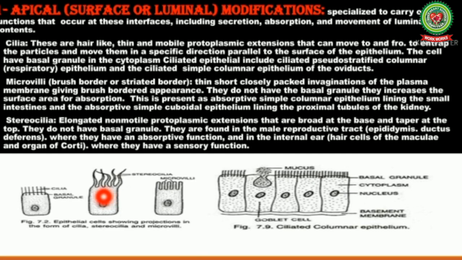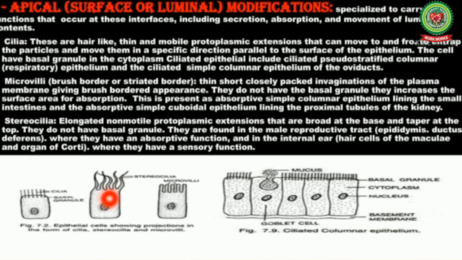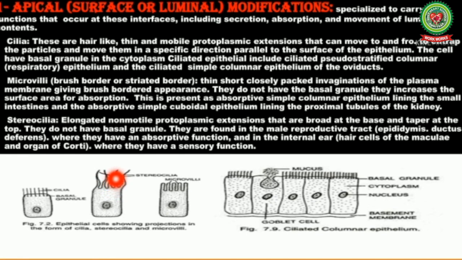Stereocilia are the elongated non-motile protoplasmic extensions that are broad at the base and taper at the top. They do not have basal granule. They are found in the male reproductive tract where they have an absorptive function, and in the internal ear where they have a sensory function.